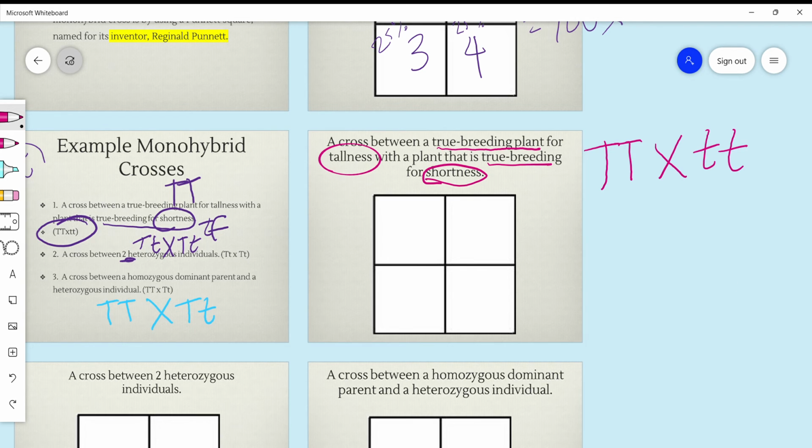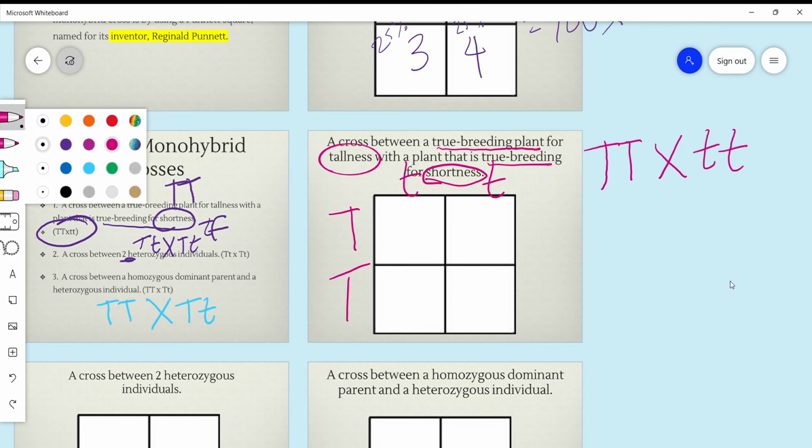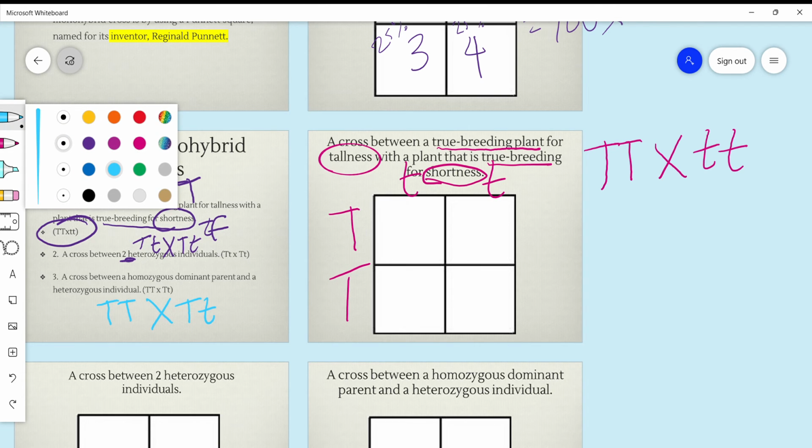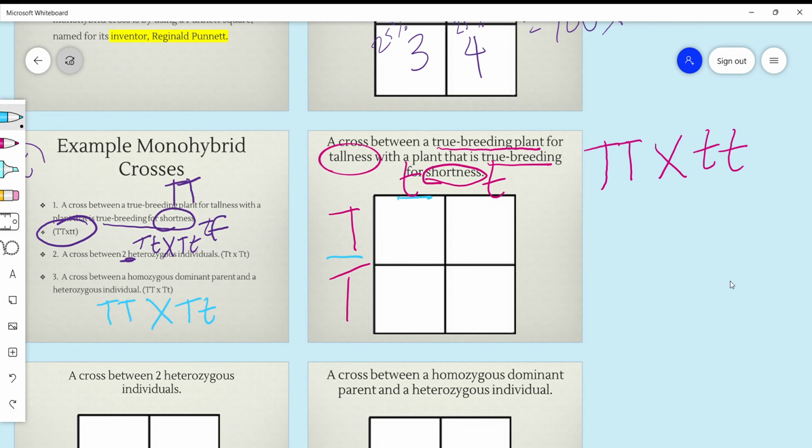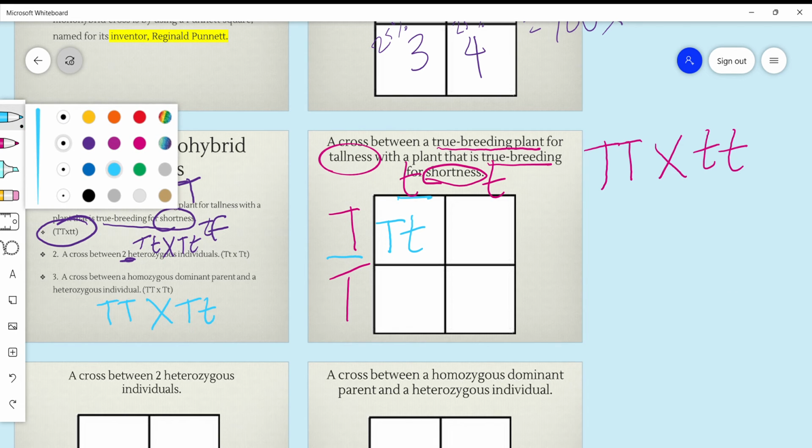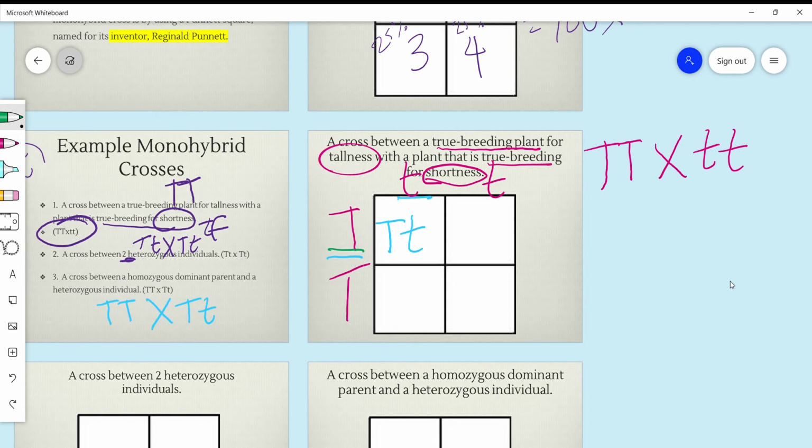So let's put our letters in our Punnett square. It doesn't matter where you put your letters, honestly, as long as you're combining them correctly. How do you combine them? You're going to take this first letter times this letter. So you're going to get T and t. All right. We're going to combine this letter with this letter. We get uppercase and lowercase.